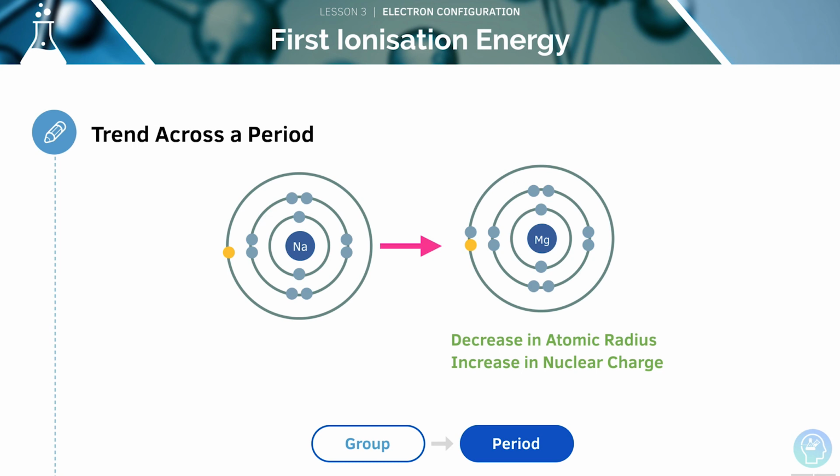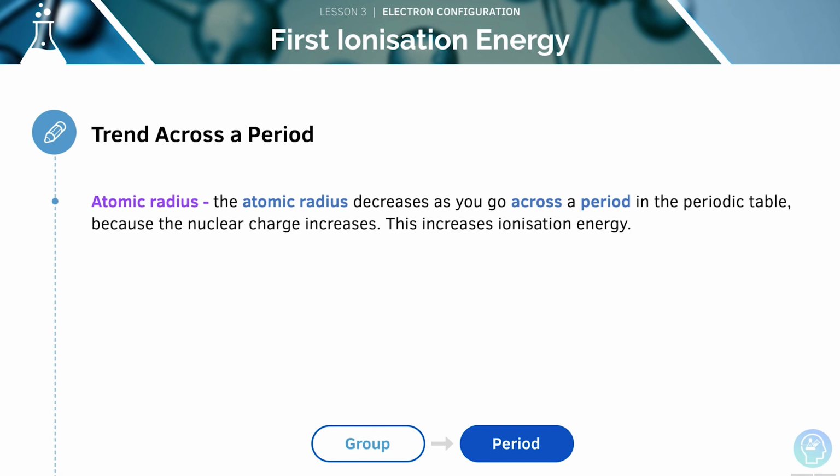There is no change in the shielding effect across a period. All the electrons within the same electron shell are around the same energy level. Electrons are being added to the same outer shell as you go across a period.